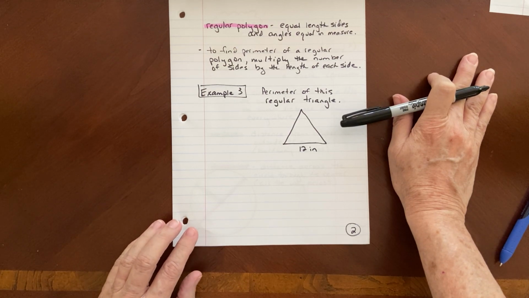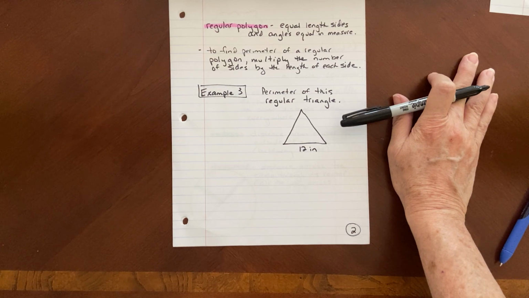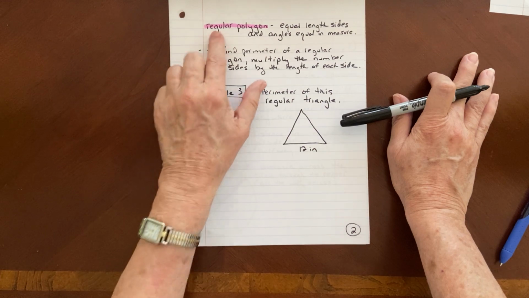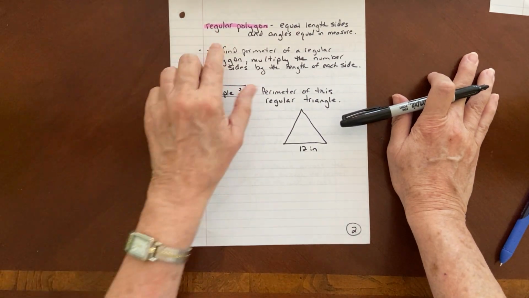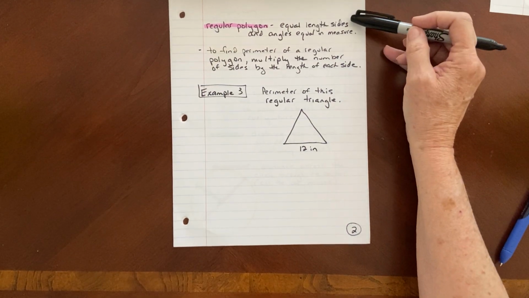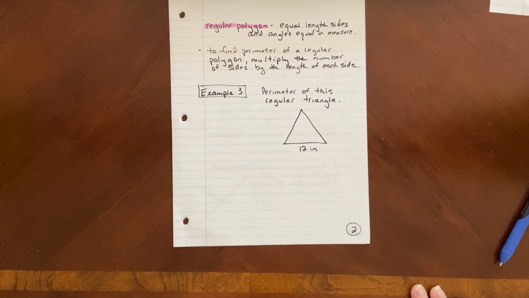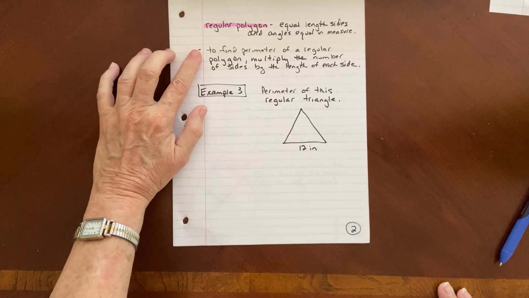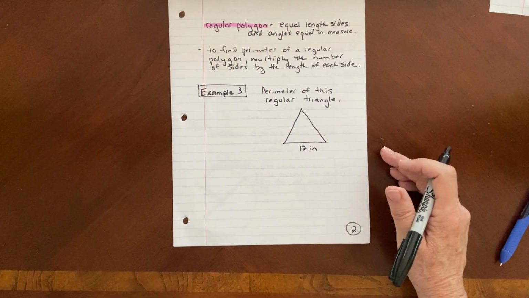Now they're going to start talking about regular polygons. So remember a polygon, a closed shape, no curves, it's flat. But what does regular mean? Like a jolly fellow, a regular guy? No, it means equal length sides and equal angles. So everything's the same. I could turn it whichever way I want and it would look the same no matter how I turned it. So to find the perimeter of a regular polygon, multiply the number of sides by the length of each side.